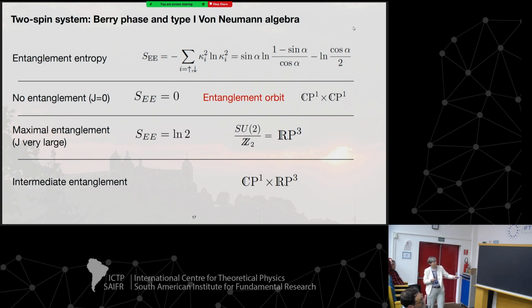And then there are lots of intermediate values for different values of this alpha. I think this is for alpha equal to pi half, and this is for alpha equal to 0. Then you get intermediate states where you have a product structure, but this here is much more involved than the CP1 that we had before.